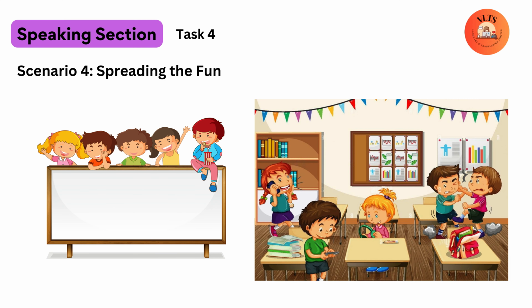Scenario 4, spreading the fun. Who knows, the fun might be contagious. The girl with the orange braids might just stop talking on the phone and join the boy with the green t-shirt. Maybe she'll show him something funny on her phone, and their laughter could spread throughout the classroom, making the whole situation even more lively.